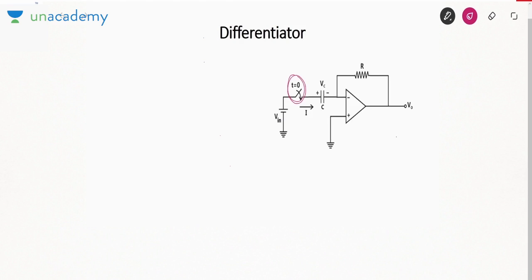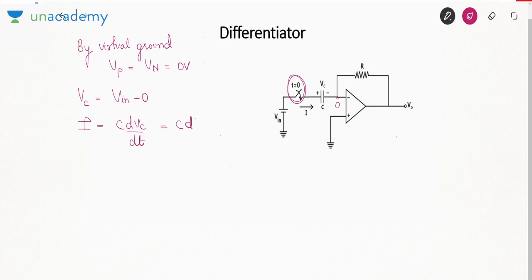At t equal to 0, you are closing this switch. Now by virtual ground, what is the value of positive terminal voltage and negative terminal voltage? It is 0 volt. So from here I can say that Vc is Vin minus 0. Since current I is entering the positive terminal, it will be C dVc by dt, C dVin by dt. That is the current.